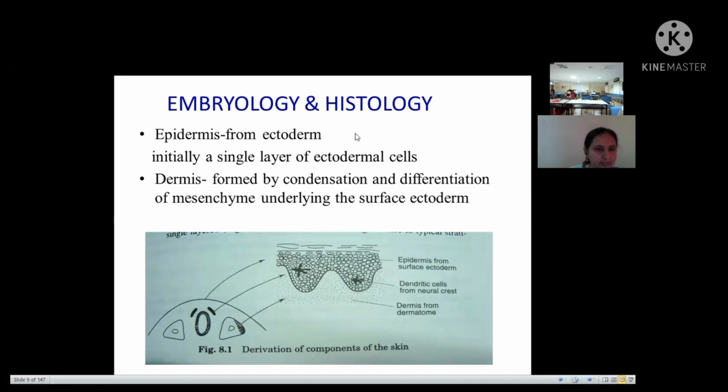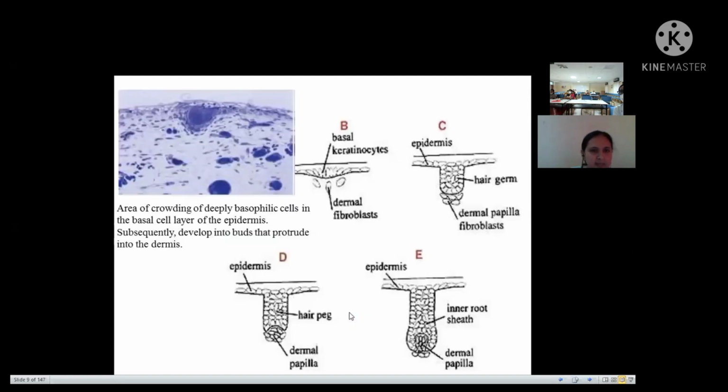And we know that the epidermis is derived from the ectoderm, whereas dermis from the mesoderm. Yes, and melanocytes and these cells come from the neural crest. So during the development of the skin, usually when the epidermis is developing, there will be an area of crowding of these basophilic cells, which subsequently develop buds that protrude into the dermis, and they get associated with the dermal papillae, which help in the growth and development of the cells.